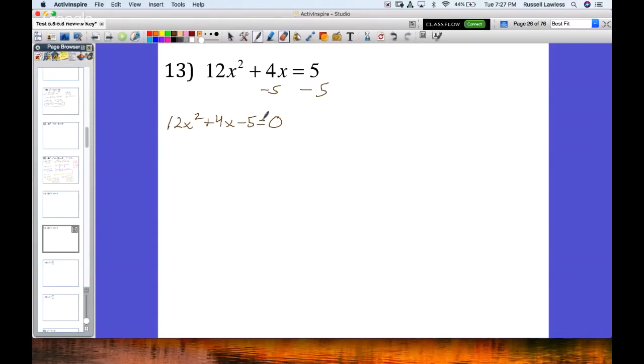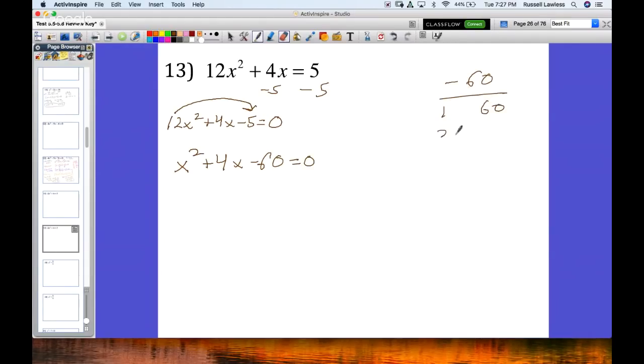Now, how can I factor this? Can't really factor anything out. So what we're going to do is divide and slide. And so divide and slide again is we're multiplying the first times the last. And that'll give us x squared plus 4x minus 60 is equal to 0. Let's look at the factors of 60.